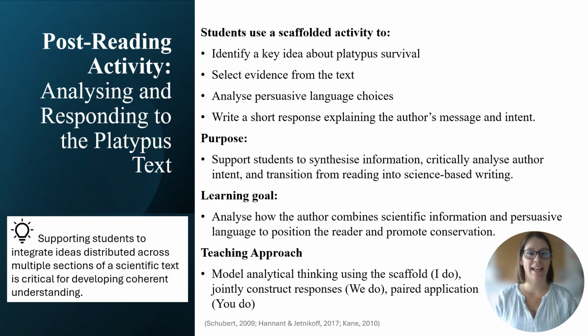In this activity, students analyze how the platypus text communicates scientific information and persuades readers to take conservation action. I model the process first by identifying a key survival need, selecting supporting evidence, and analyzing persuasive language that positions the reader as responsible for environmental protection. We then complete another example together before students work in pairs using a scaffold to guide their analysis and short written response. This activity is important because key scientific ideas in the text, such as habitat requirements, threats, and human responsibility, are distributed across multiple sections.